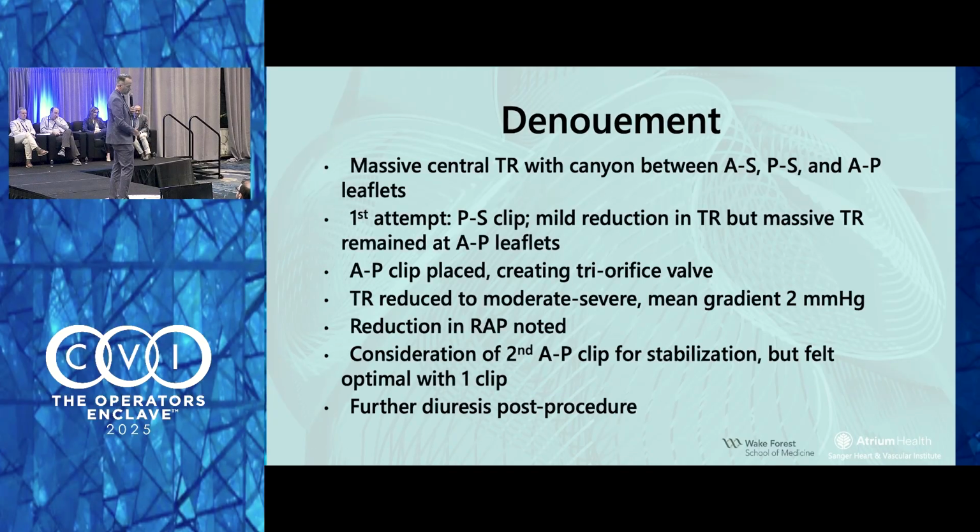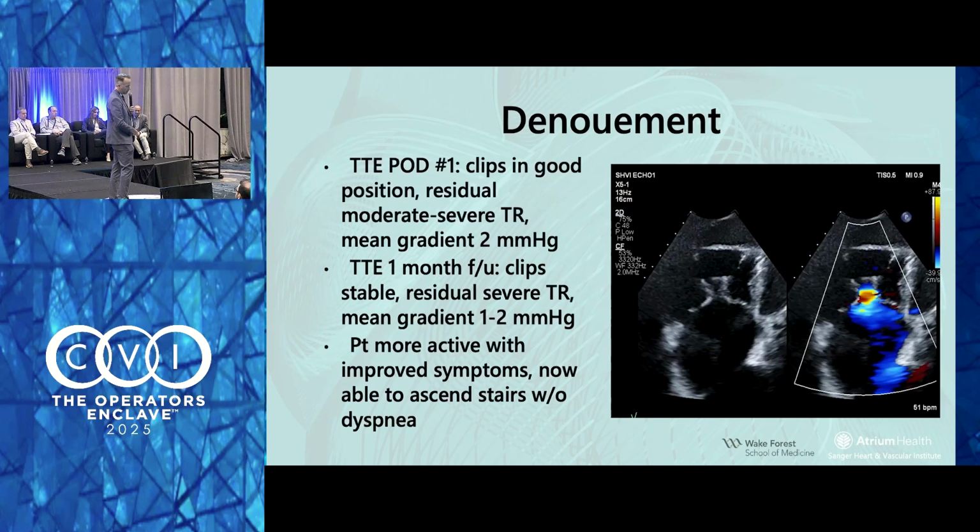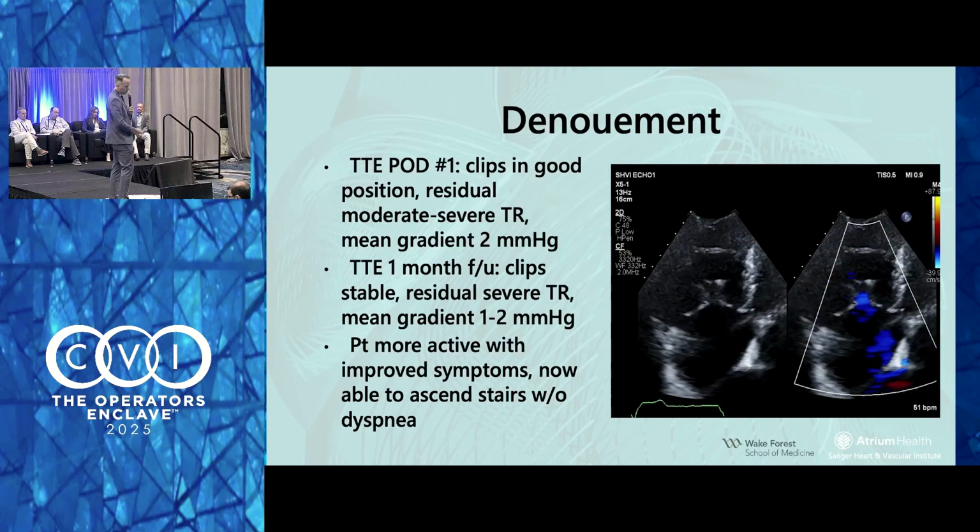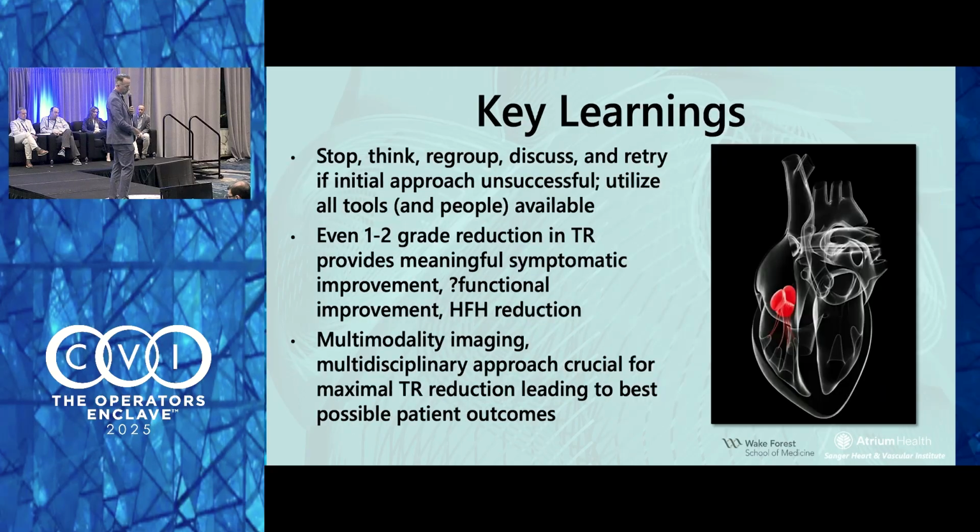Thought that was pretty much a win for what we were able to do with the anatomy that we were given. So we got the triorifice, TR was reduced, diuresed a little bit further afterwards, and the patient felt great. Clips looked to be in good position the next day. At 1 month follow-up, everything was stable. Probably had moderate to severe TR still at the end, but gradient was fine. Notice he was much more active, had some stairs in his house that he couldn't do, and after we got that second clip on, he was able to do that. So not too bad for what we had.